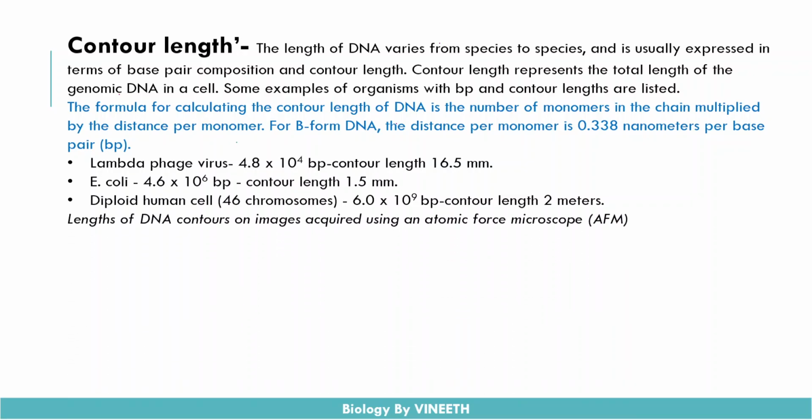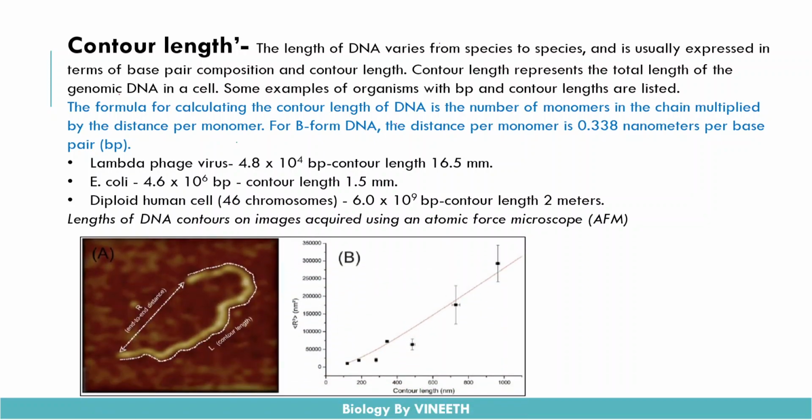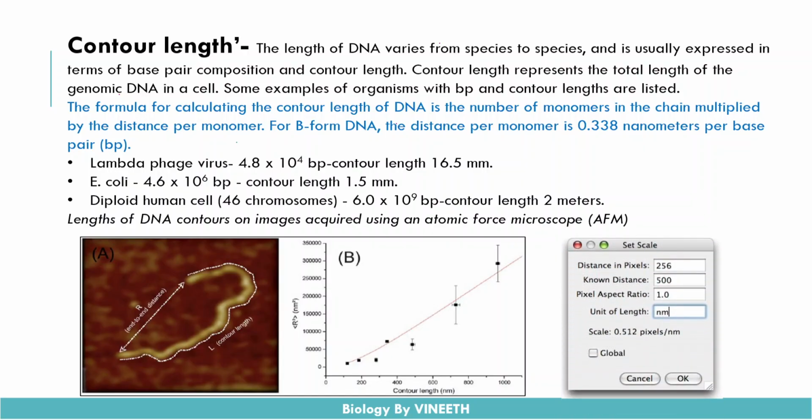So this is what the contour length is, and we also measure the contour length by using the atomic force microscope. They already have a scale in that microscope, so by visualizing the DNA, or the plasmid DNA, or any segment of the human genome, they measure the contour length and calculate the number of base pairs, or the actual distance between the monomers.